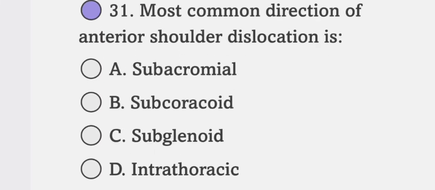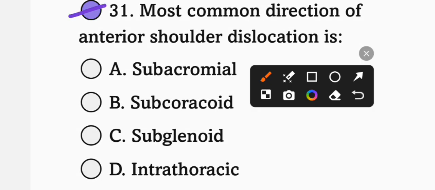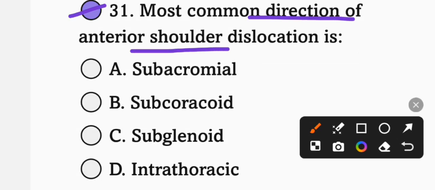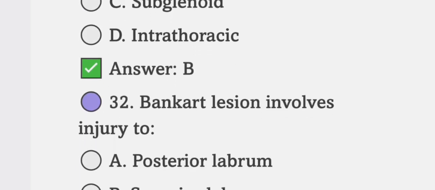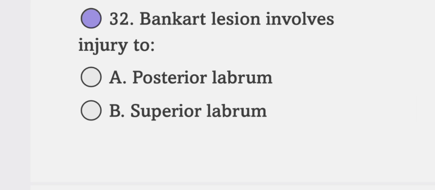Now come to 31 questions. Most common direction of anterior shoulder dislocation. Anterior shoulder dislocation is very common, with different positions like subcoracoid, subglenoid and subclavicular. The most common is subcoracoid, so B option is the correct option. Okay, I think that is clear. Now come to 32.